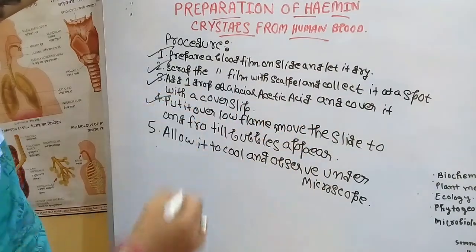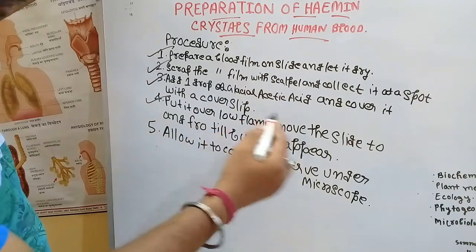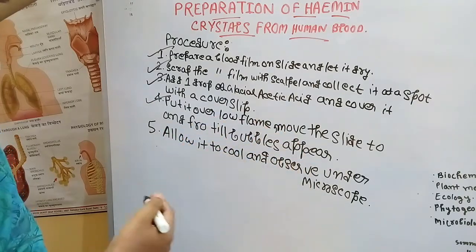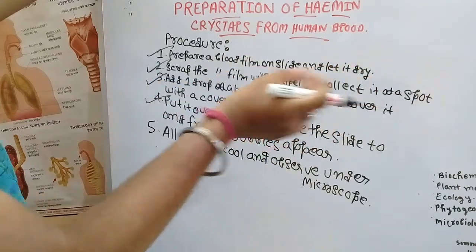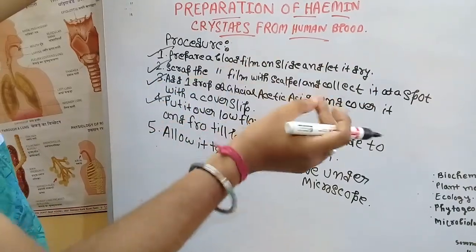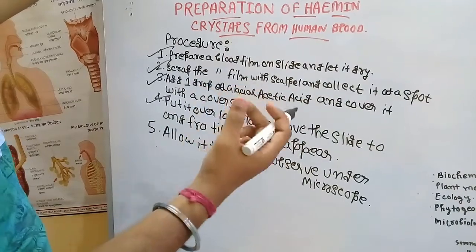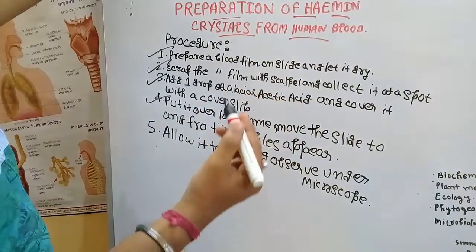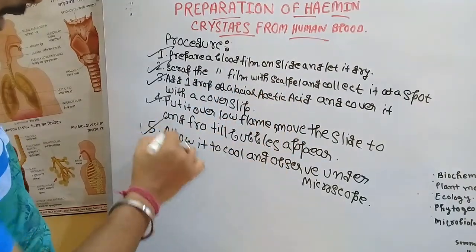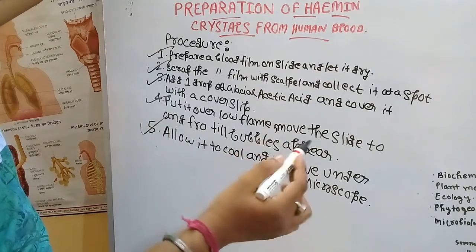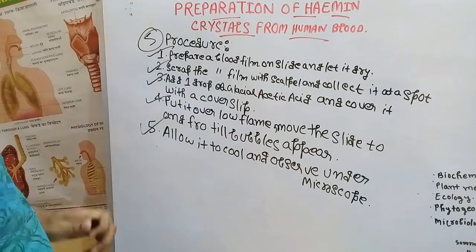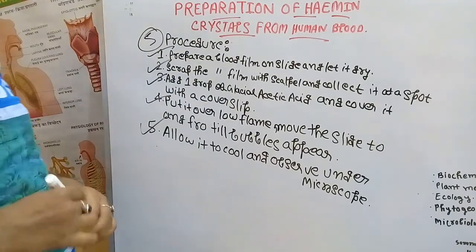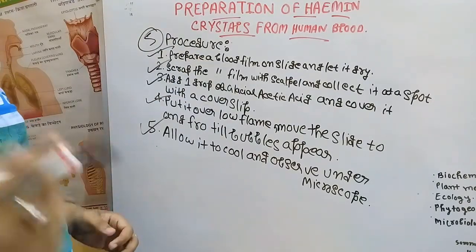The fourth procedure is to put it over a low flame and move the slide to and fro till the bubbles appear. So you have to basically take the slide and move it to and fro gently over the Bunsen burner till the bubbles start appearing on the slide. And number 5 is allow it to cool and observe under the microscope. So these are just the 5 basic steps. So the further video will continue.